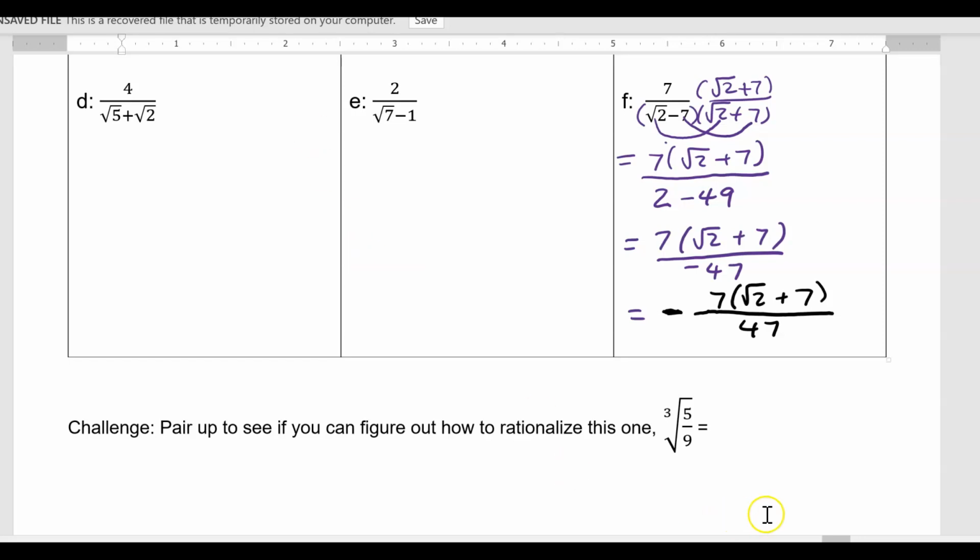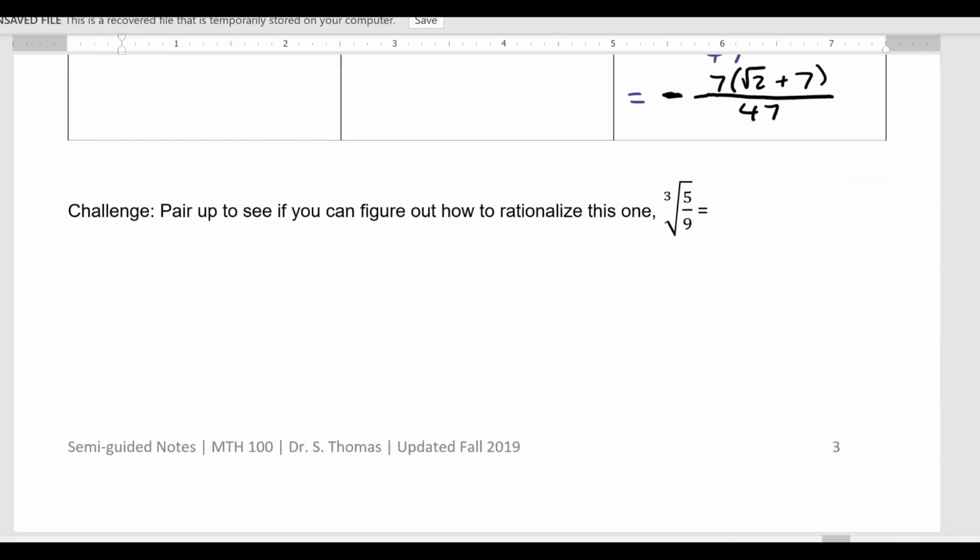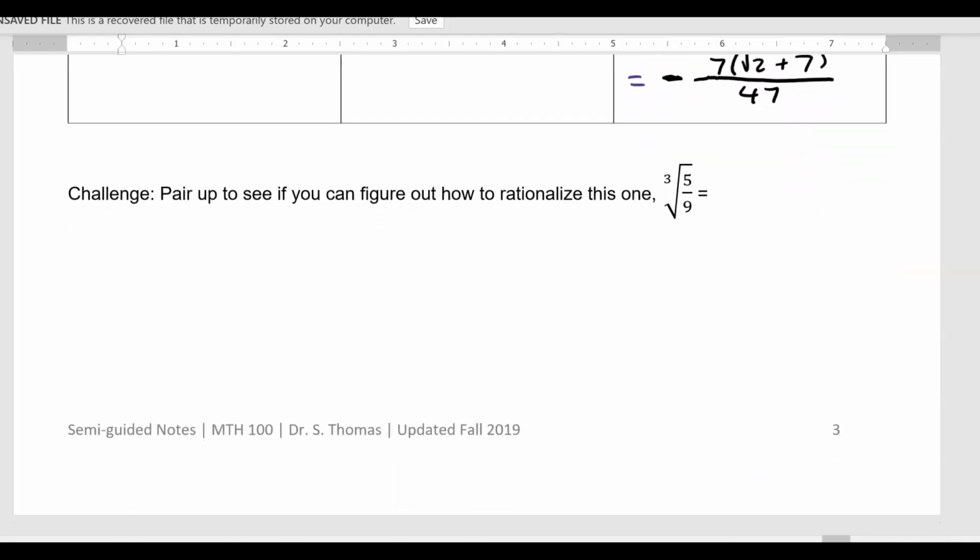Alright, lastly, we have a challenge. And normally I would give this out in class, but we're going to work on it. So we have, let me rewrite it, cube root of 5 over 9. Again, split that up as the cube root of 5 divided by the cube root of 9. And as you can see, we're not done because we have a radical in the denominator. So we're going to have to rationalize this. Now, this is the cube root, so we have to do this a little differently.